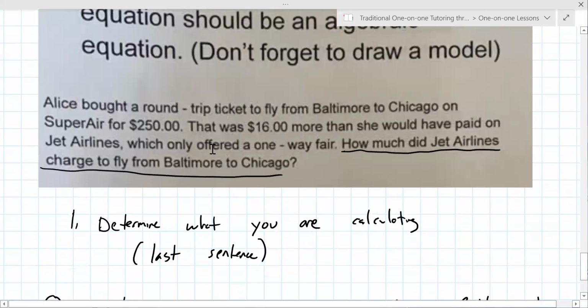So Alice bought a round trip ticket. Do you understand what a round trip ticket means? Going there and back. There and back from Baltimore to Chicago on Super Air. There is no Super Air, but that's a nice name for it. For $250. That was $16 more than she would have paid on Jet Airlines, which only offered a one-way fare. How much did Jet Airlines charge to fly from Baltimore to Chicago?